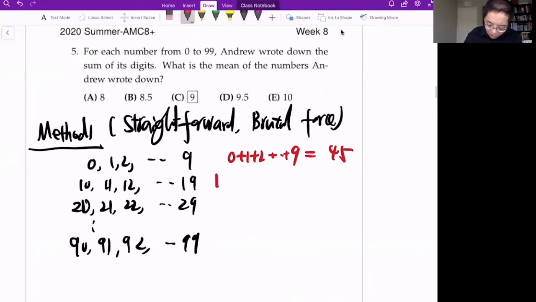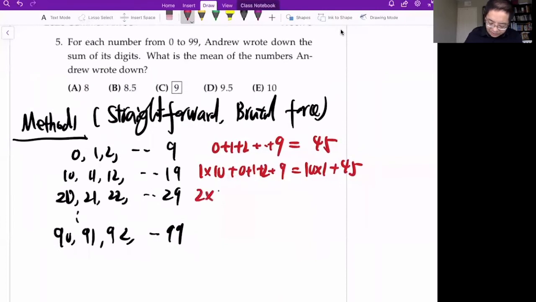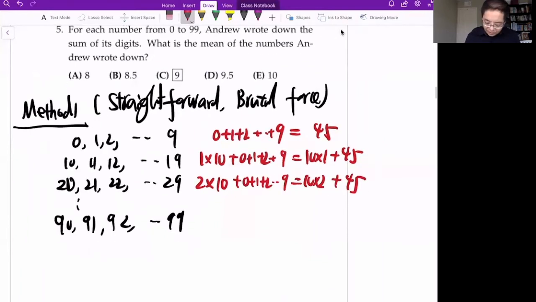Okay, so next we have all the ones. That's 1 times 10 plus 0 plus 1 plus 2 to 9. So this is 10 plus 1 plus 45, right? And the next one is 2 times 10 plus 0 plus 1 plus 2 to 9, so 10 times 2 plus 45, right? All the way to 9. So this would be 9 times 10 plus 0 plus 1 plus 2 all the way to 9, so this is 10 times 9 plus 45.